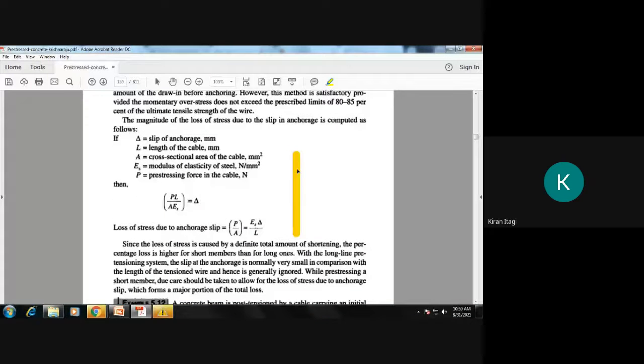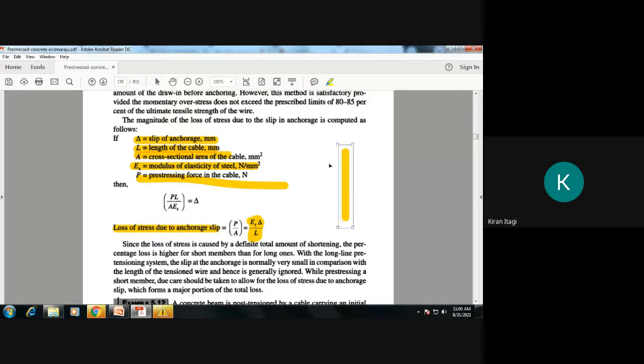Then loss due to anchorage slip. This is your beam and the tendon will be going here, such that the tendon should not slip. Still there will be slippage. So that one we will calculate by Es into delta upon L. Delta is the slip of anchorage, L is the length of the cable, A is the cross section, E is the modulus of elasticity of the steel, and P is the prestressing force.